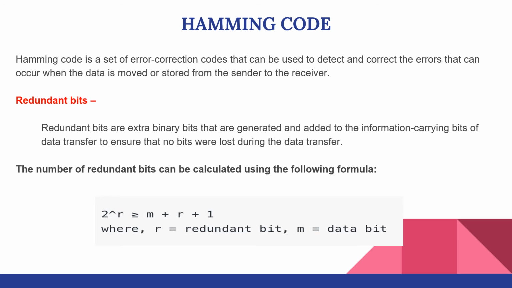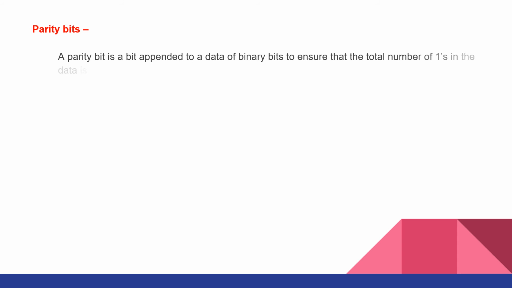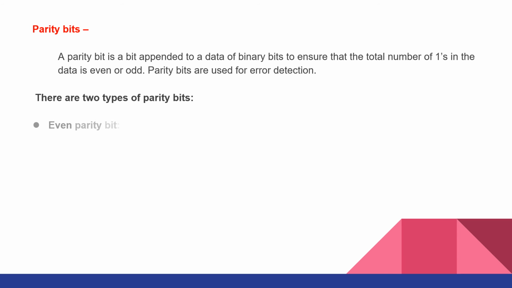Here come the parity bits. A parity bit is a bit appended to a data of binary bits to ensure that the total number of ones in the data is even or odd. Parity bits are used for error detection. There are two types of parity bits. First one is even parity bit and second one is odd parity bit.